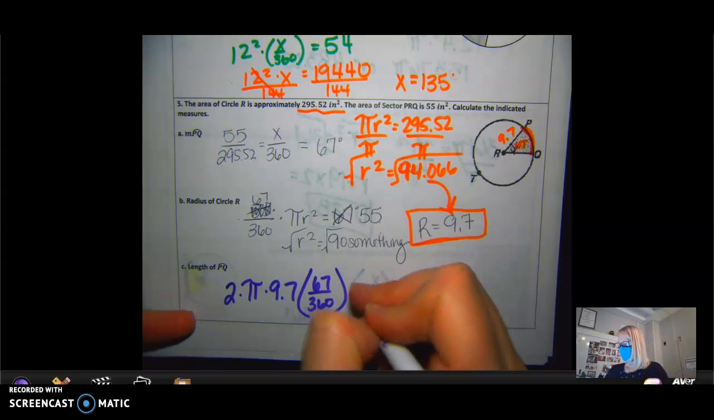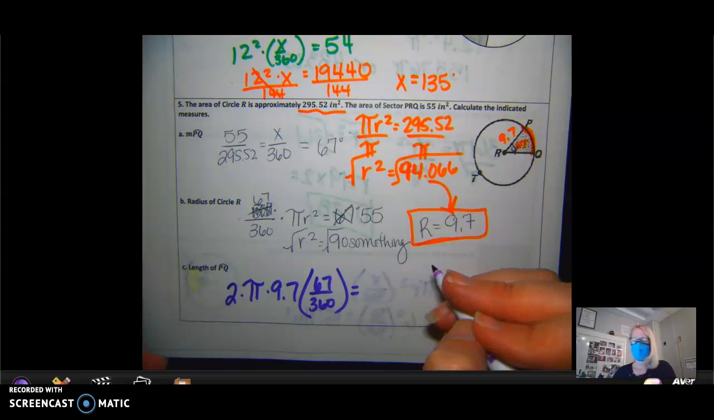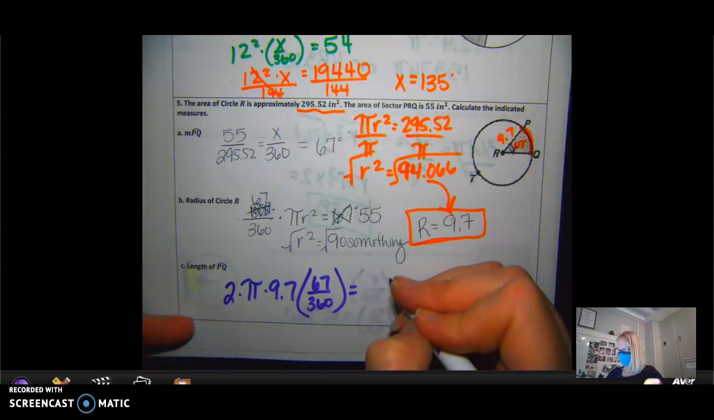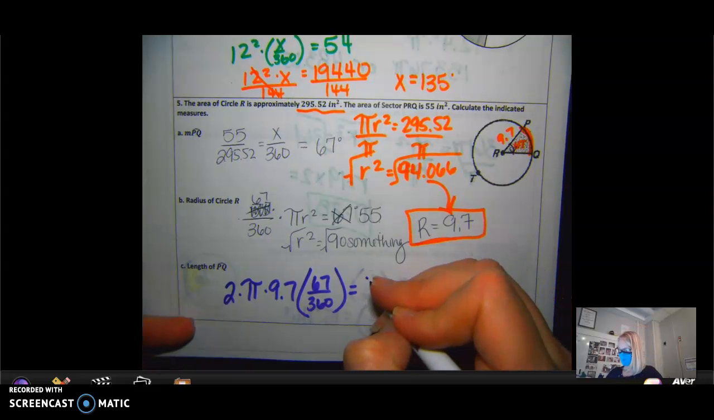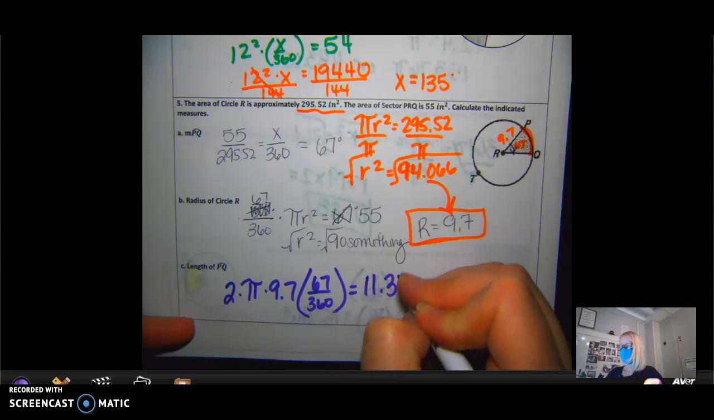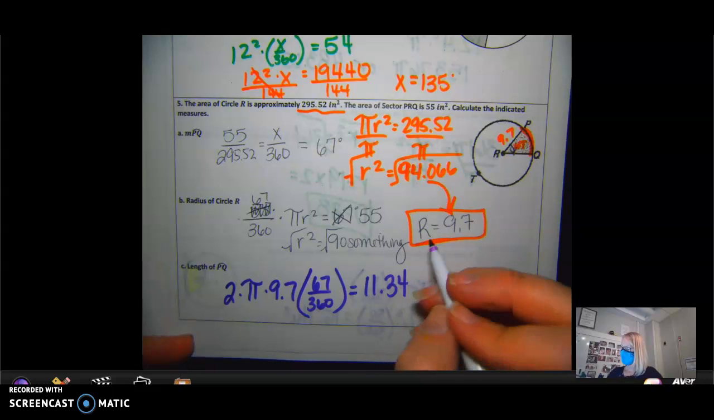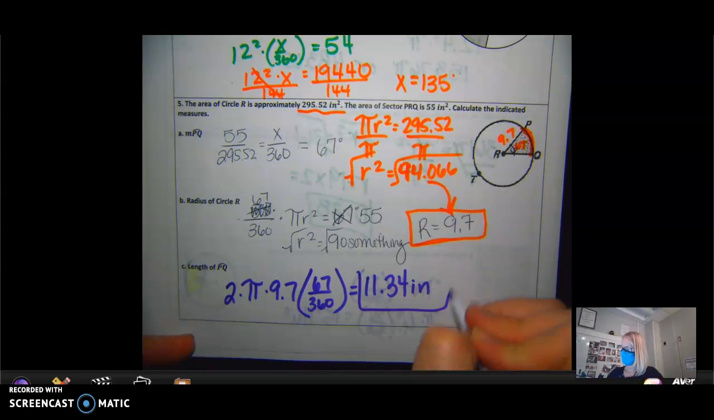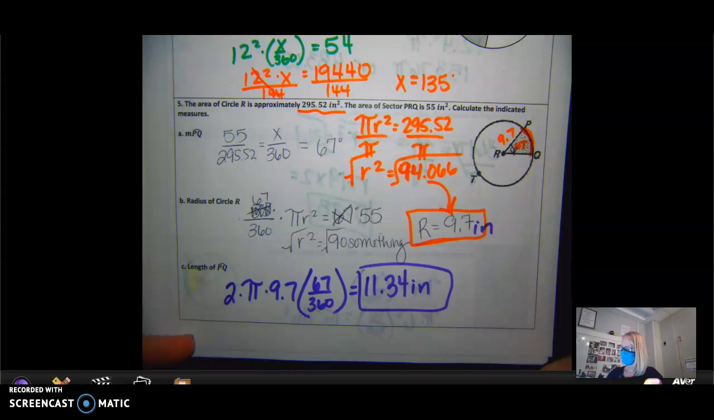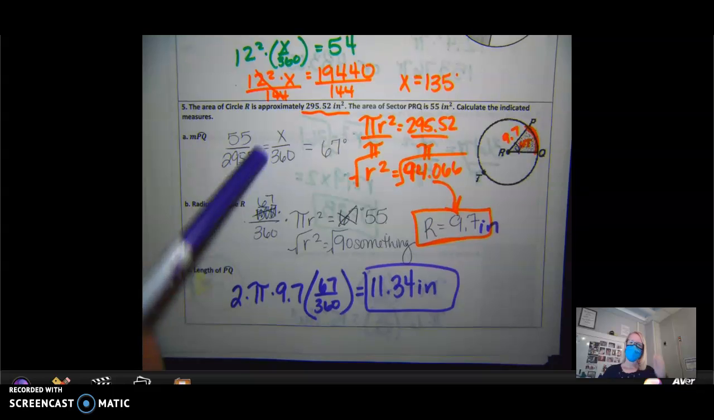So I type all that in my calculator. What do you guys get? Rounded to the nearest hundredth. I got 11.34 also. Did someone get something else that we need to go over? And that would be inches. This is inches. That's degrees up there. I think I completely confused you with this part though.